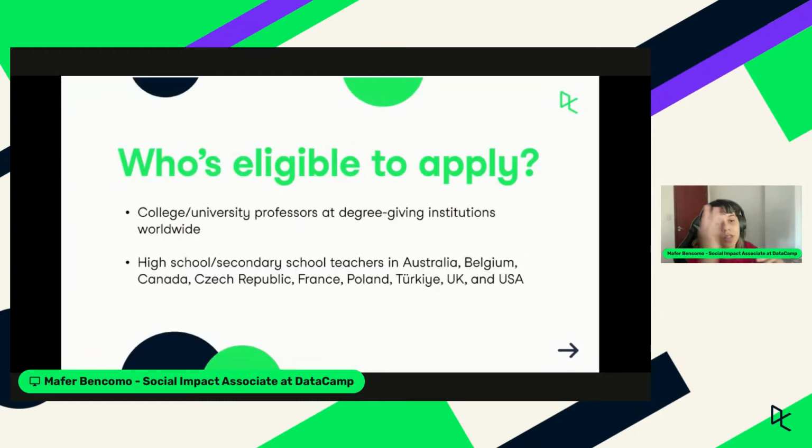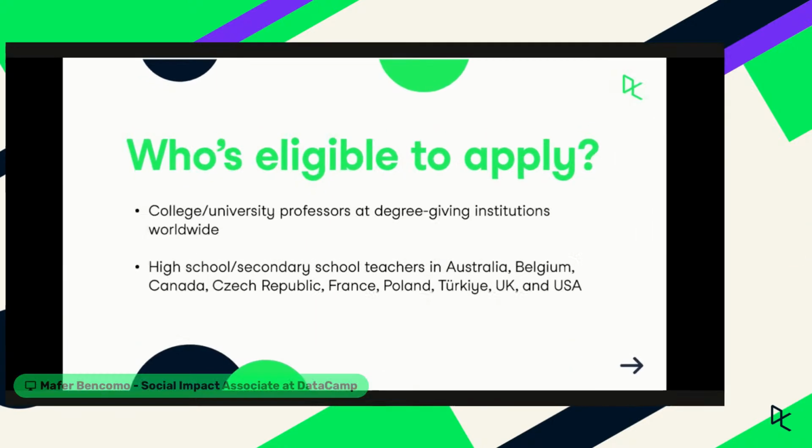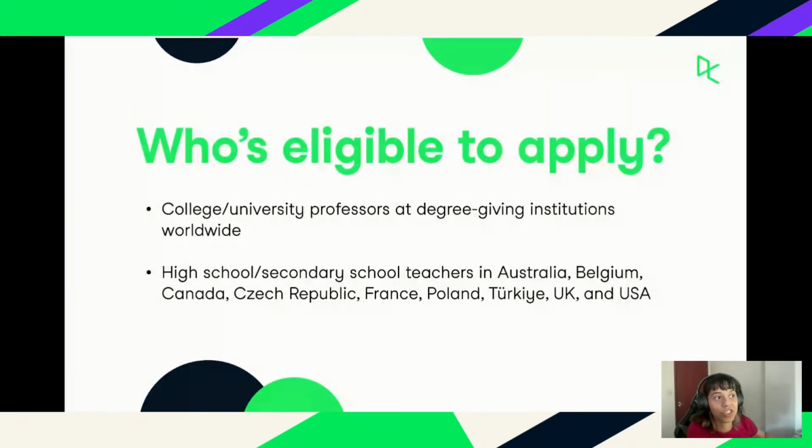talking about who's eligible, and this relates a bit to Wally's question. The people who can fill the application form are college or university professors at degree-giving institutions worldwide, or high school and secondary school teachers in Australia, Belgium, Canada, the Czech Republic, France, Poland, Turkey, the UK, and the United States of America. If you're a high school, secondary school teacher and your country is not listed here, know that we're working towards increasing the list.